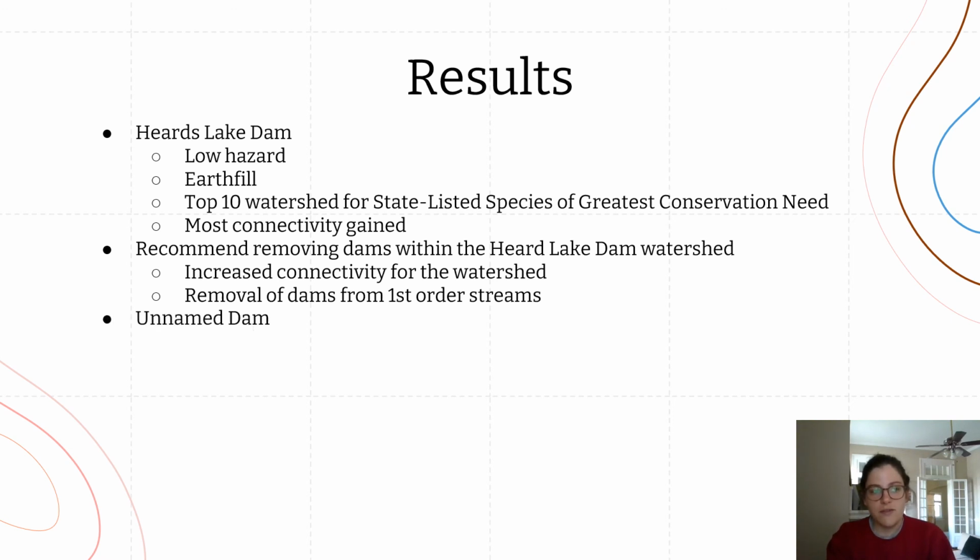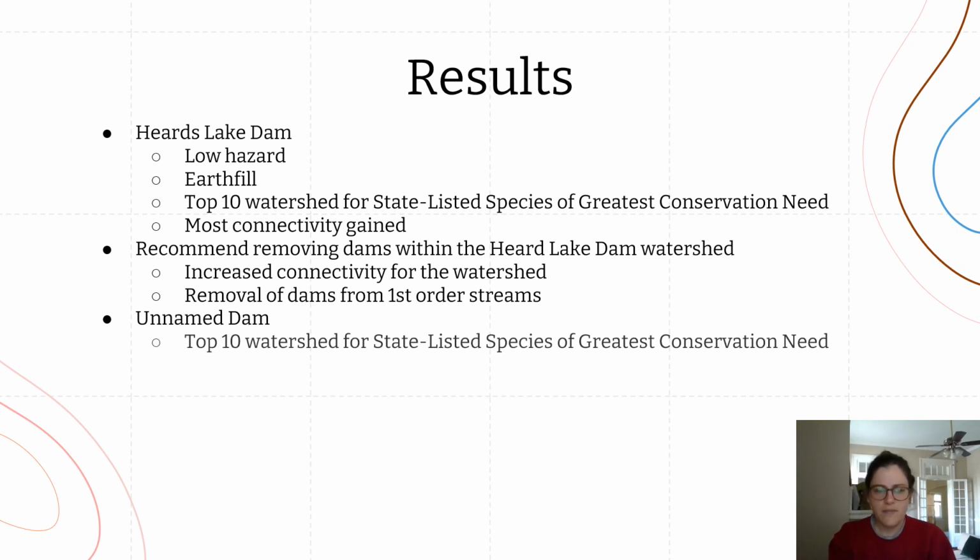I then, for my third dam, prioritized that unnamed dam that was in the top right corner, and I based that off of it being in a top 10 watershed for state listed species of greatest conservation need, and it had the second most connectivity gained. And again, that one was on a first order stream, which the removal of that would benefit the entire system as a whole.